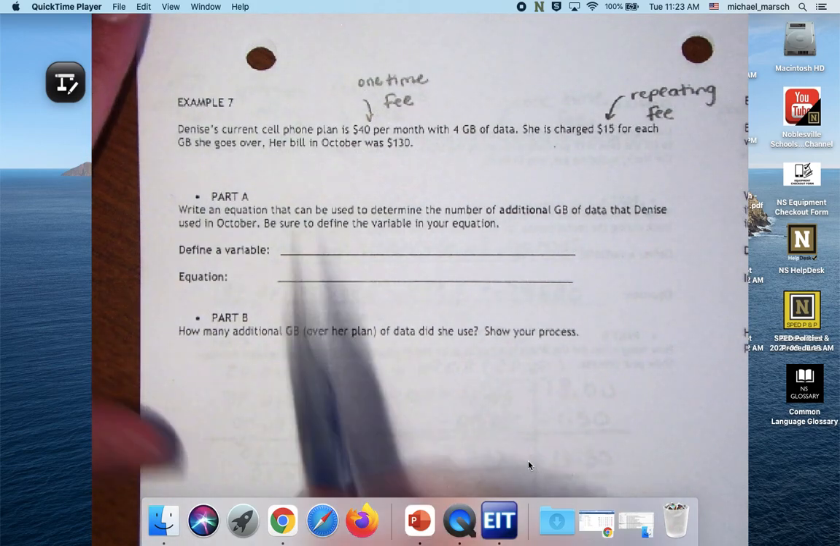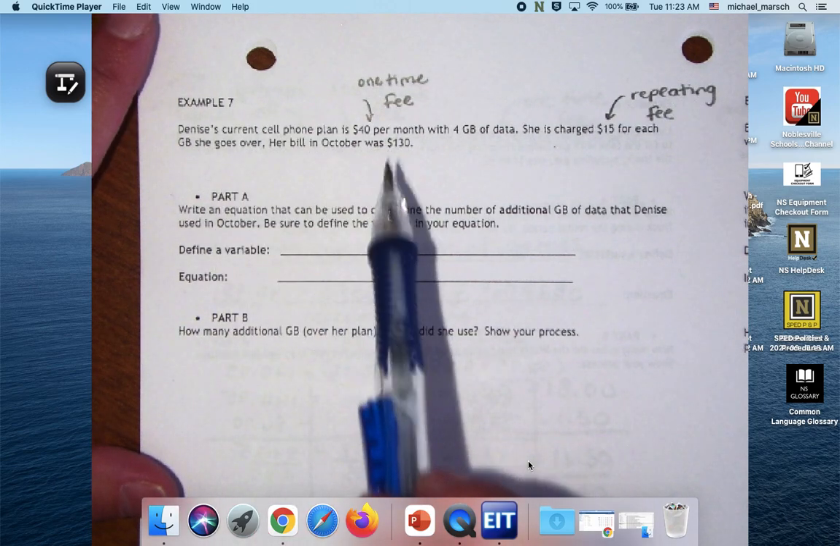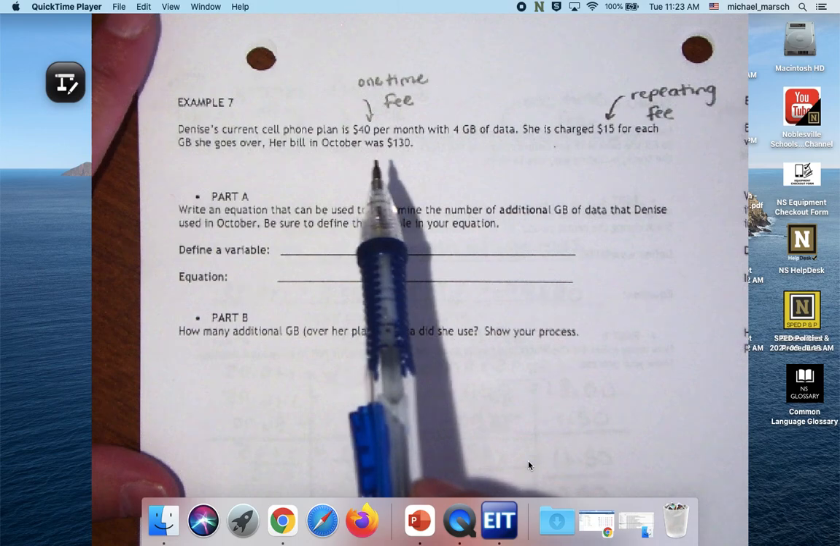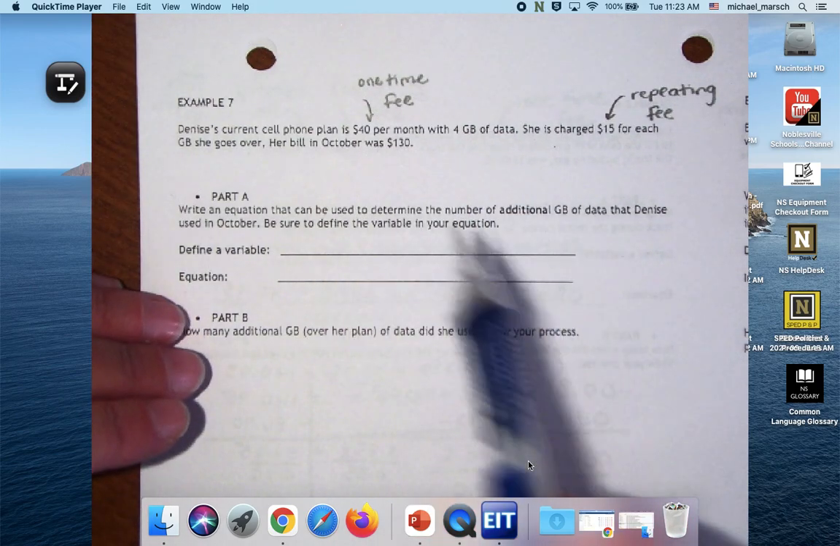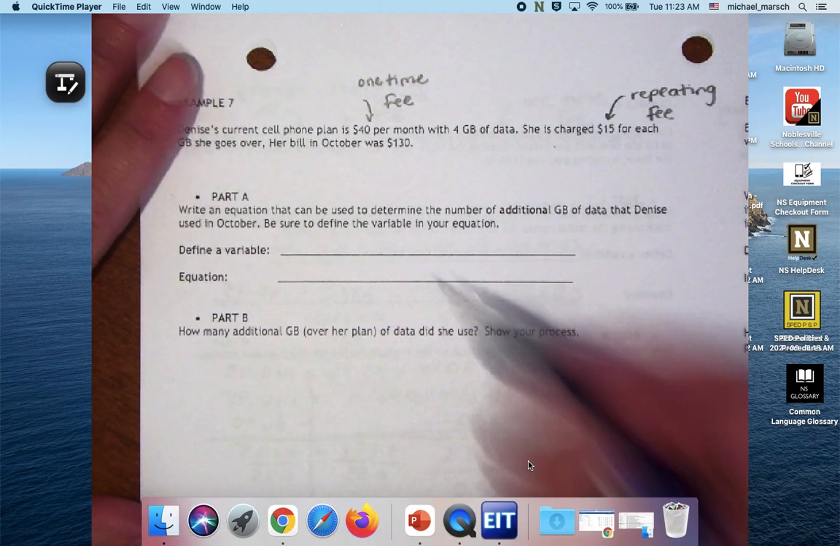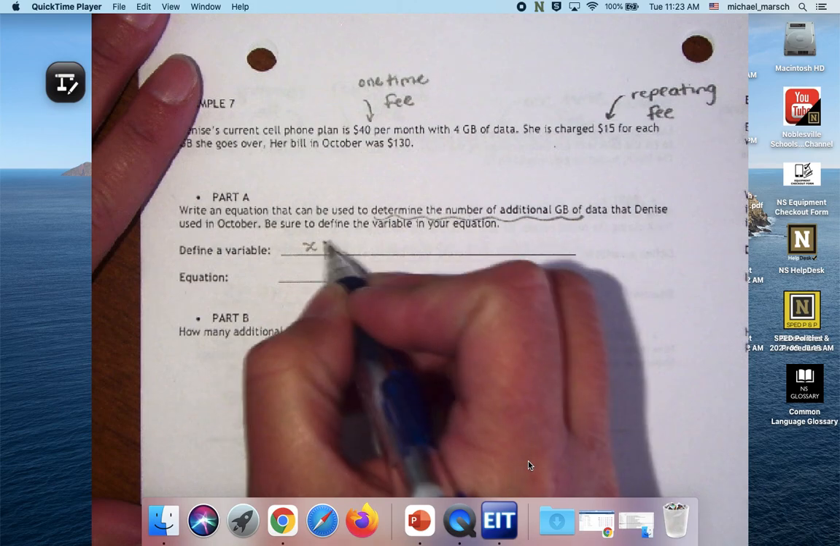Okay. We know that she went over her data. She had to pay $130 that month. So we need to figure out how many gigabytes she went over, how many additional gigabytes of data. So that is going to be our variable.